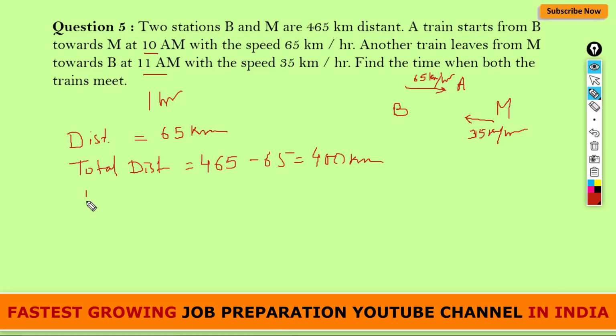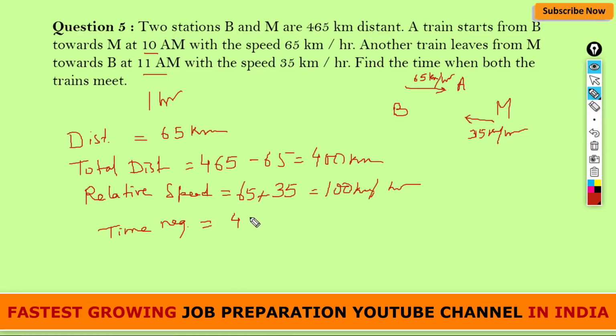Applying the formula for relative speed here, relative speed is equal to what? 65 plus 35 equals 100 kilometers per hour. We add up both as both of them are coming toward each other. This is a very important thing. You should know this one. So the time required for the trains to meet equals 400 kilometers, as 400 kilometers is the only distance remaining, divided by 100 kilometers per hour, equal to 4 hours.